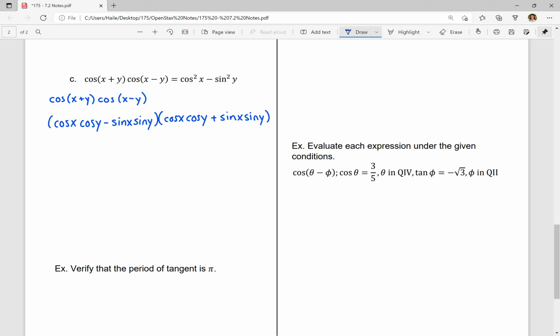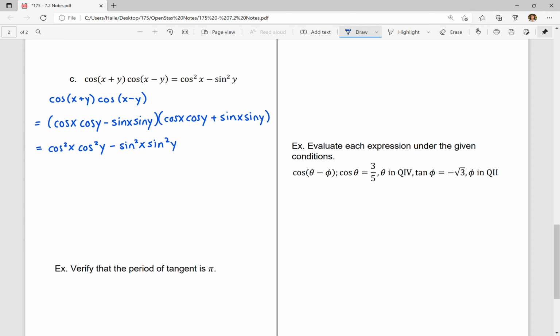Okay, and then from here, you might notice that these two sets of parentheses look exactly the same, except one has a minus and one has a plus. So if you remember those factoring problems that we did in the previous section, you might recall that this is just a difference of squares. So if we were to FOIL this out, what we would get is cosine squared x times cosine squared y minus sine squared x times sine squared y. Okay, so that's multiplying these two factors together.